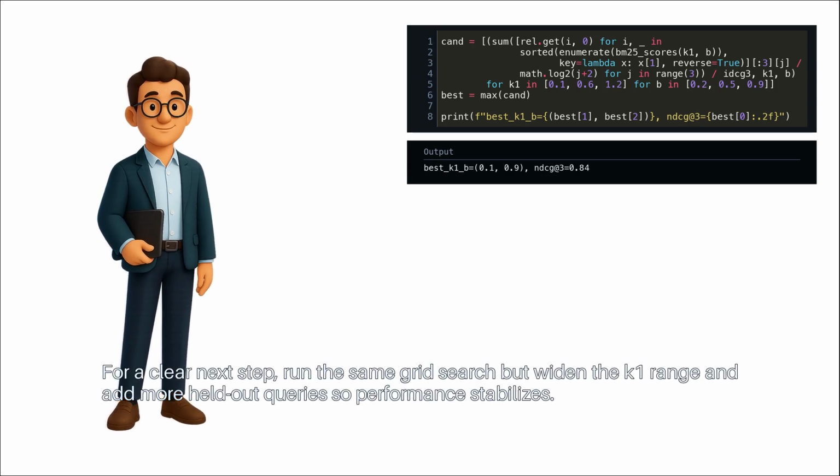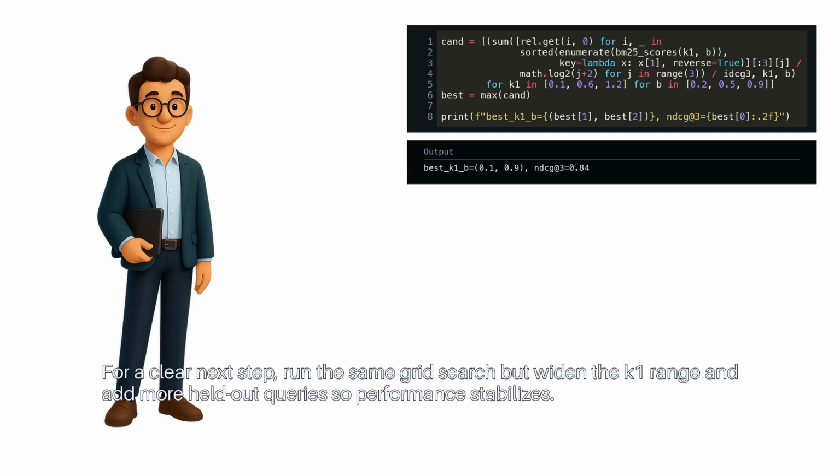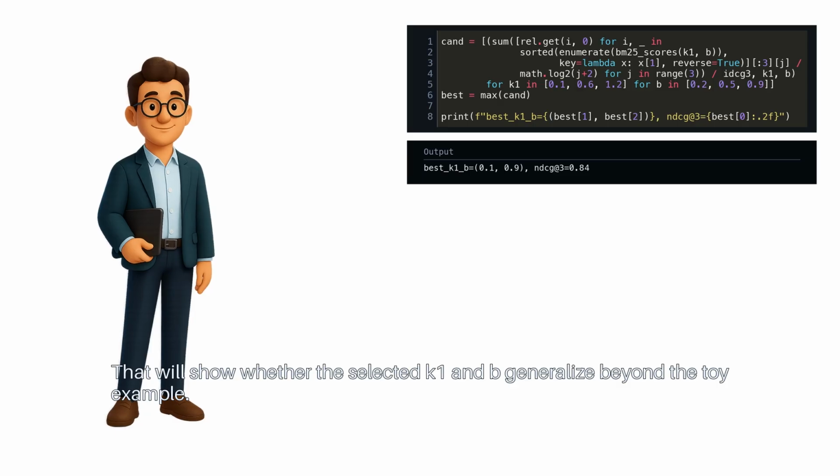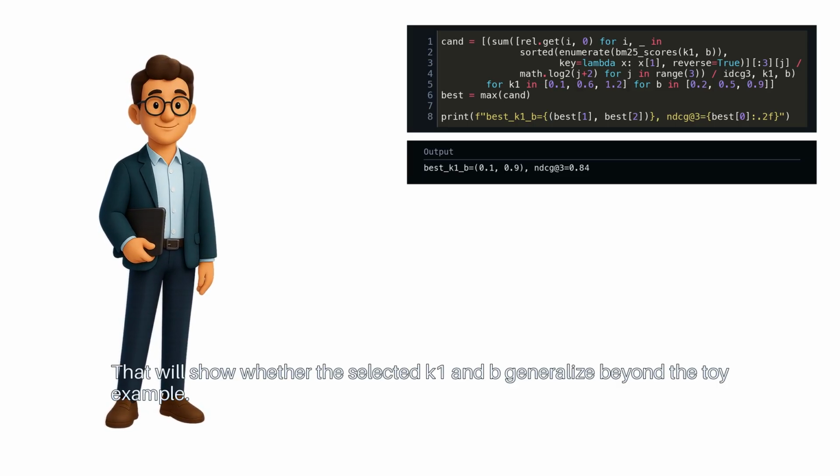For a clear next step, run the same grid search, but widen the K1 range and add more held-out queries so performance stabilizes. That will show whether the selected K1 and B generalize beyond the toy example.